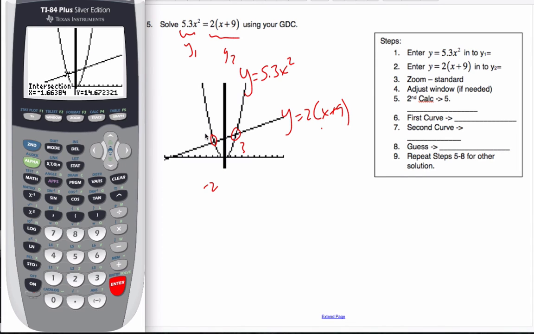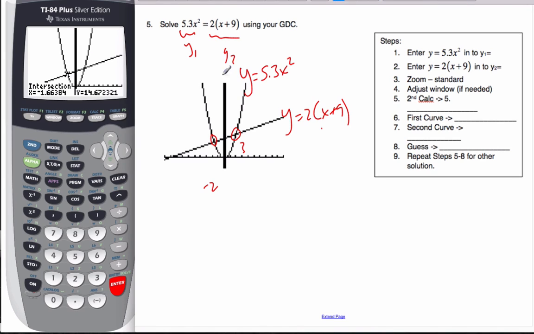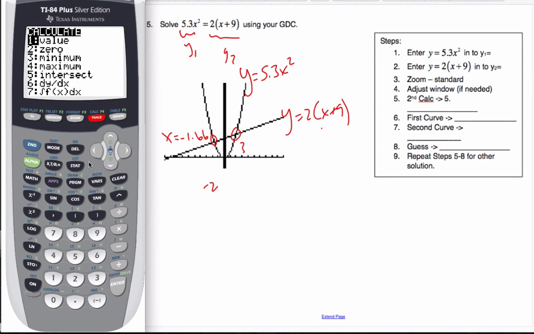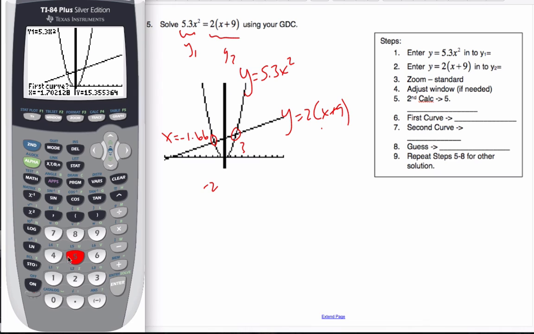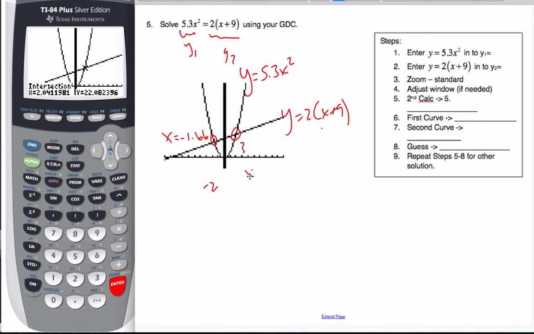And indeed, my x value here, x equals negative 1.66. Repeat the steps: second trace, number 5, intersect. First curve, enter. Second curve, enter. My guess, tell it near the value. I think it's 3. And then I get it's actually x equals 2.04. And so here are my two solutions, and my GDC was a big help.